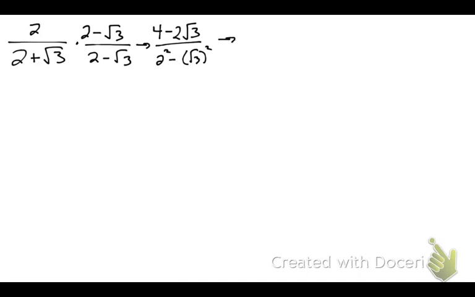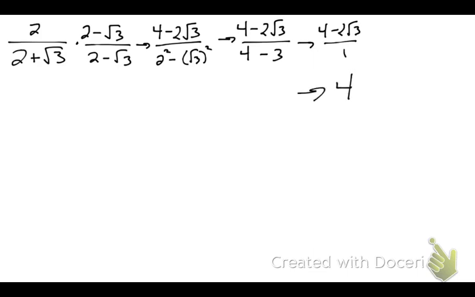The numerator, those aren't like terms, so we can't combine them. We would just leave it. The denominator becomes 4 minus 3, or just 1. So it's 4 minus 2 root 3 over 1, although most people would not leave that as a fraction and would just write our final answer as 4 minus 2 root 3.